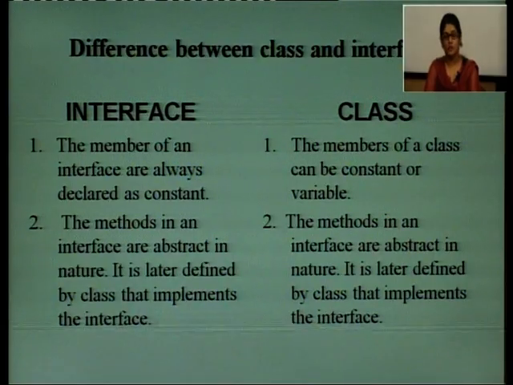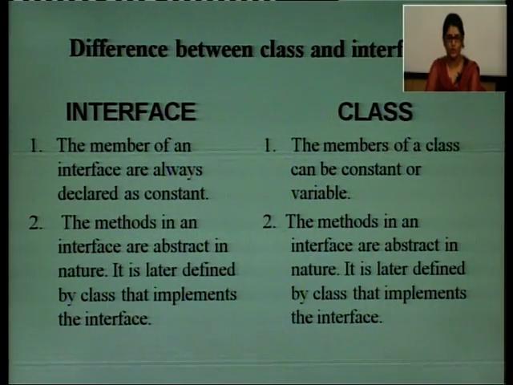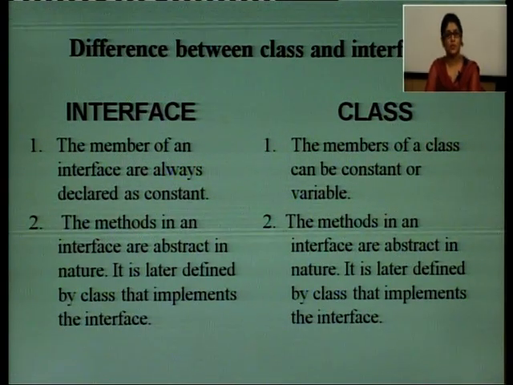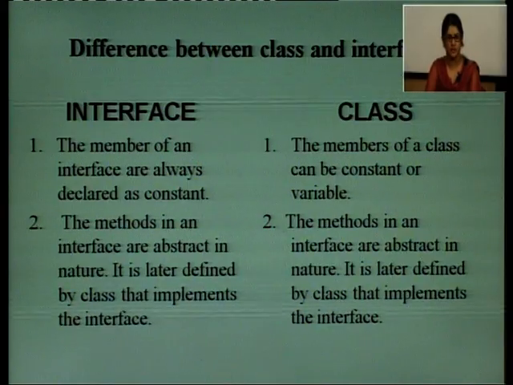The variables that you have in an interface will be by default constant. Their value will be final and you cannot change the value of those constants. Whereas the variables of a class can be constant or they may be variable. That means you can declare them final or you can declare them as variable, so their value can be changed later as per the user's need.